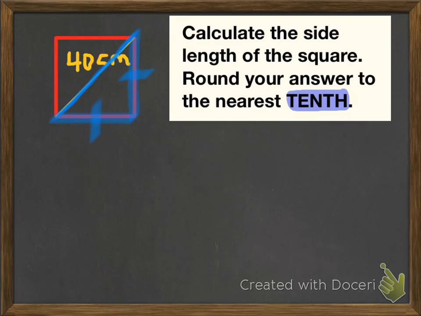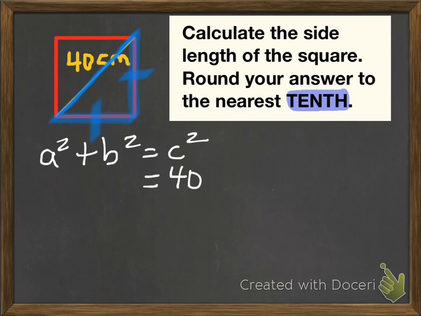We are going to use the Pythagorean relationship to help us determine the side length. So, to recall, we use a squared plus b squared equals c squared. Now this one is different from our previous question because c squared is what we know. 40 squared is the hypotenuse. We must find a squared and b squared. So let's calculate the right-hand side of our equation.